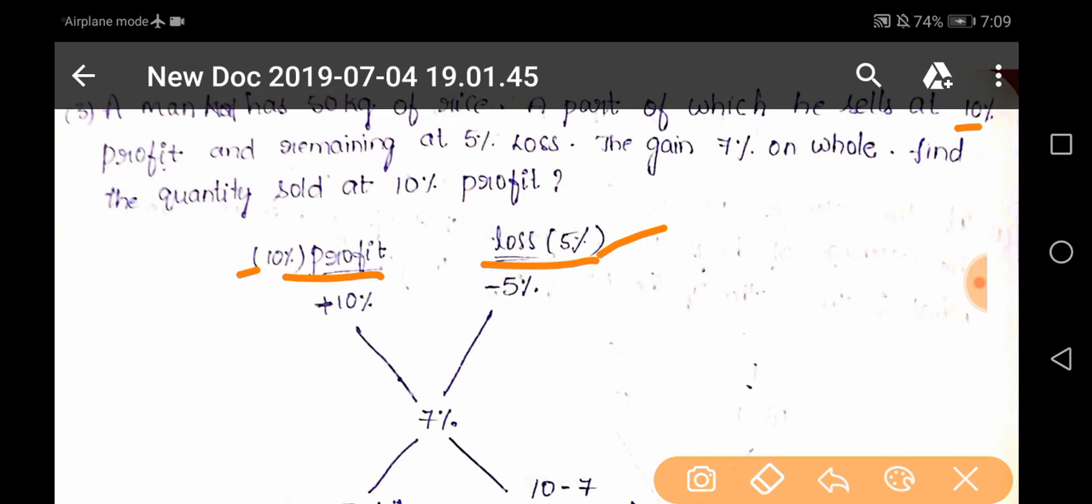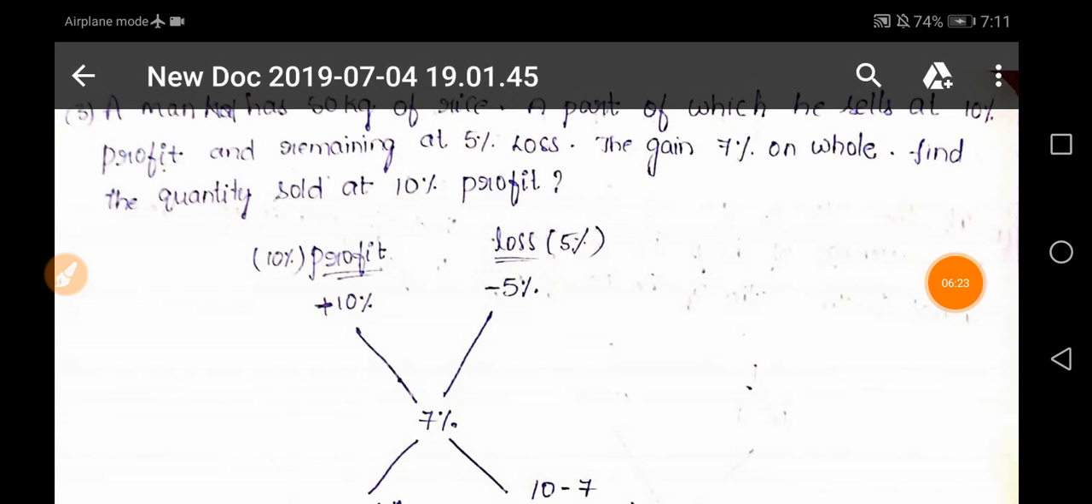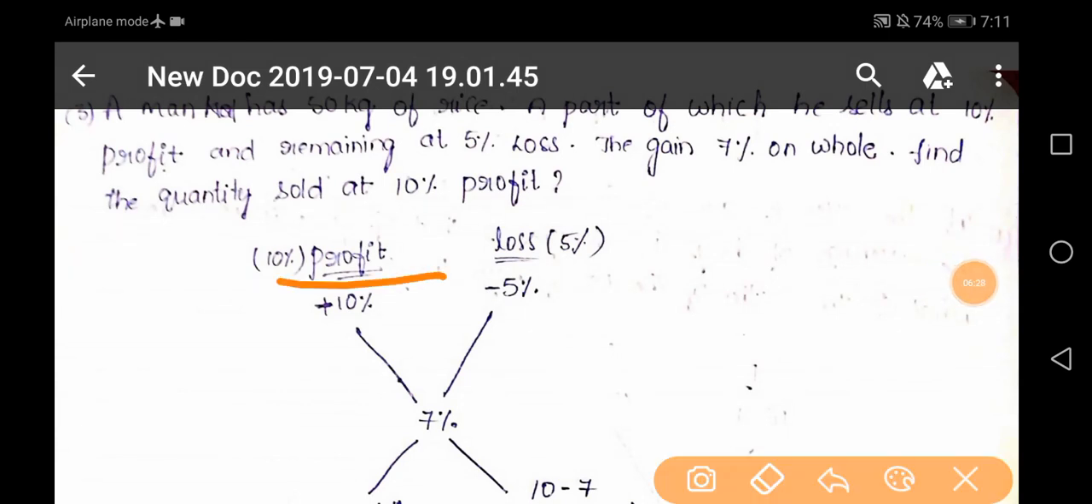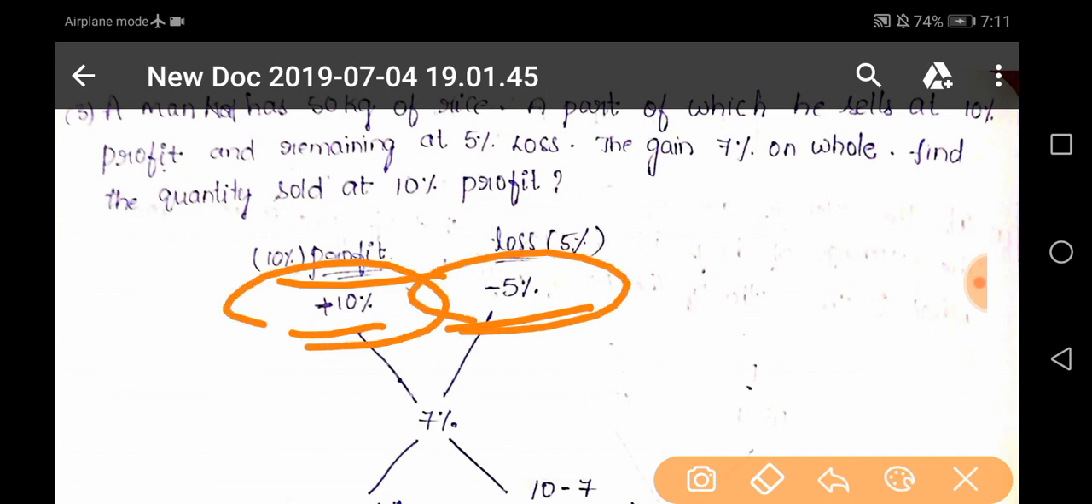So here what we have to do is, the profit is something we are getting, so it will be plus, whereas loss, we are losing from our profit, right? That is minus 5%. This is the main thing: when you find profit and loss, just make it a plus and minus. This is most important. If you do not do this, the answer you get at last will be wrong.